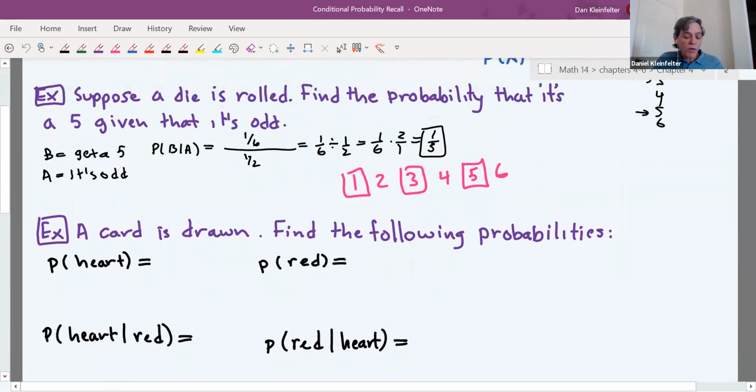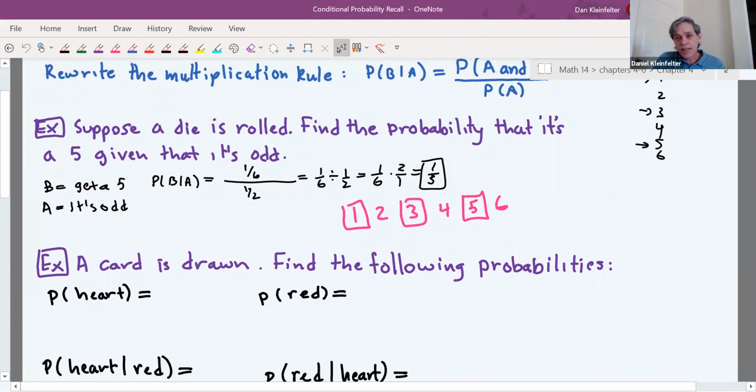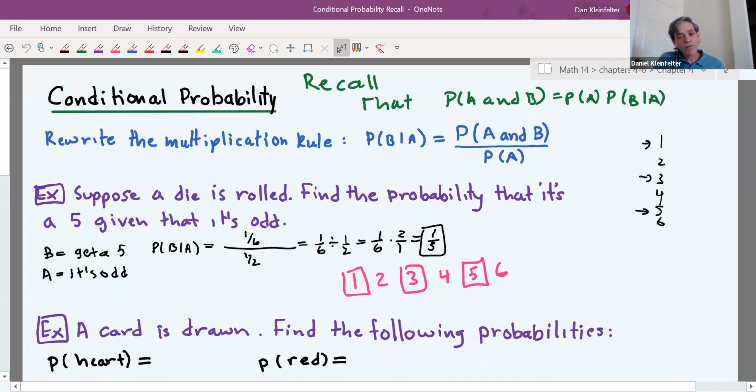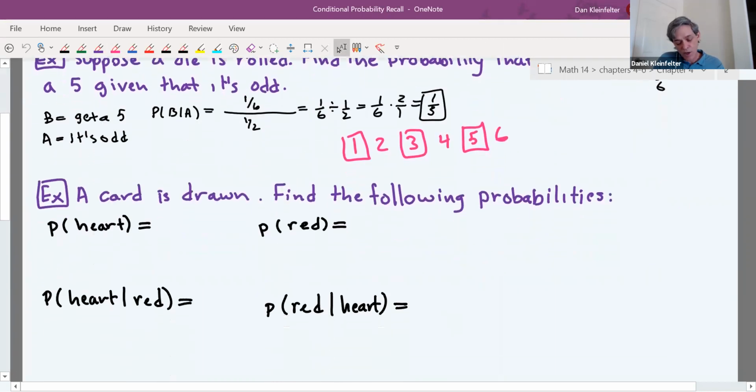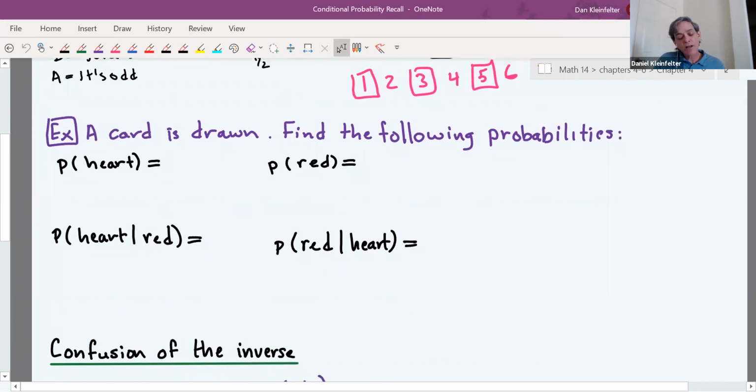So often we'll be figuring out conditional probabilities just as we did here, more or less in pink, or using a table. But there are times when using the formula is also helpful. Okay, so now we're going to draw a card. We're going to figure out the following probabilities. You should take a minute and calculate these probabilities yourself and then see what you get. Pause the video, try that, and then restart it and see what you did.